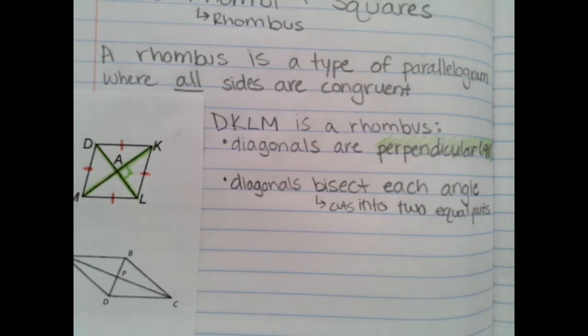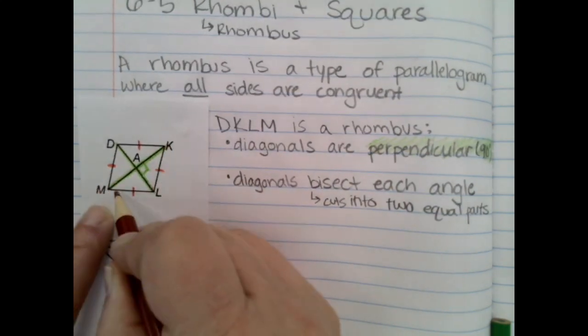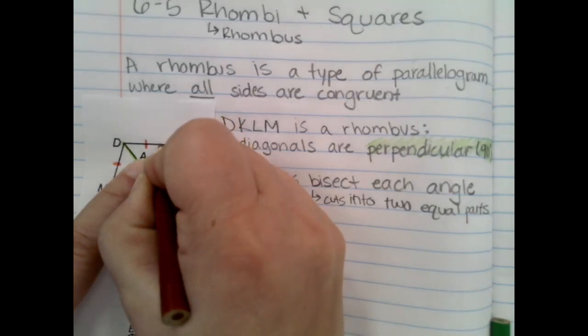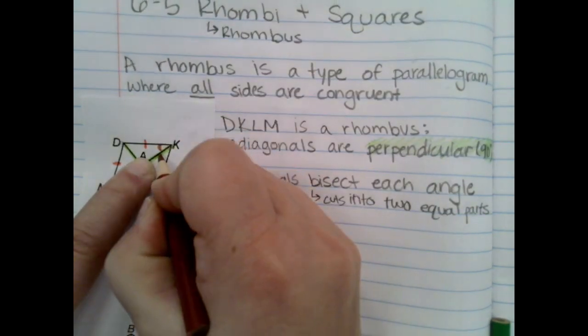Alright, so as we take a look at this, what that means is as I look at angle K here, this diagonal MK is going to cut angle K into two equal parts. So this upper part would be congruent to this bottom part.